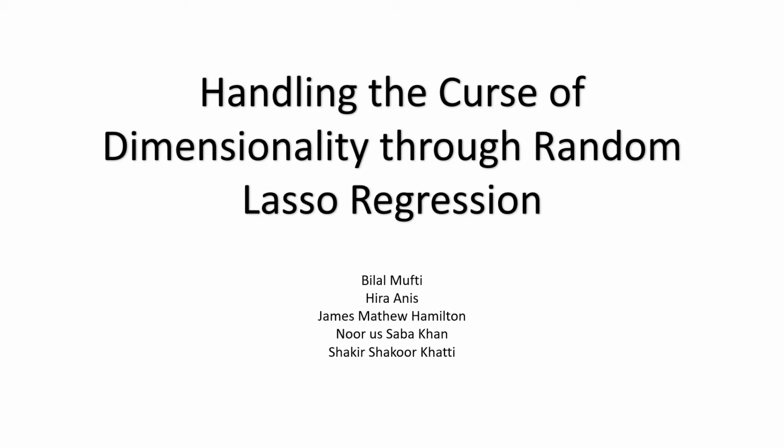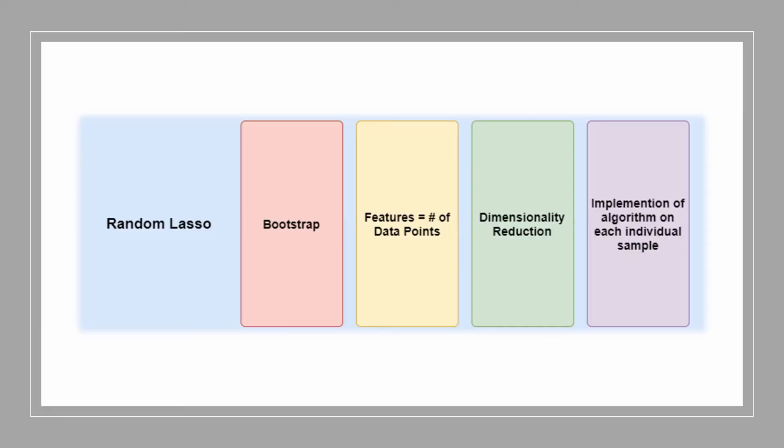The topic of our project is handling the curse of dimensionality through random lasso regression. In real-world scenarios, we frequently encounter datasets with a lot more features than samples, such that the ratio of features to data points is of the order of 500, especially in the field of bioinformatics and genomics. In such situations, the traditional regression techniques fail to produce beneficial results, and the accuracy keeps on decreasing as this ratio increases. This shortcoming of regression analysis leads to research constraints, and this pretty much makes up our problem statement.